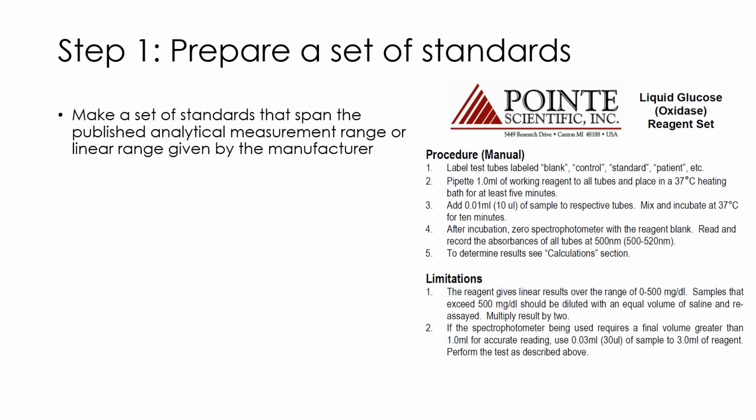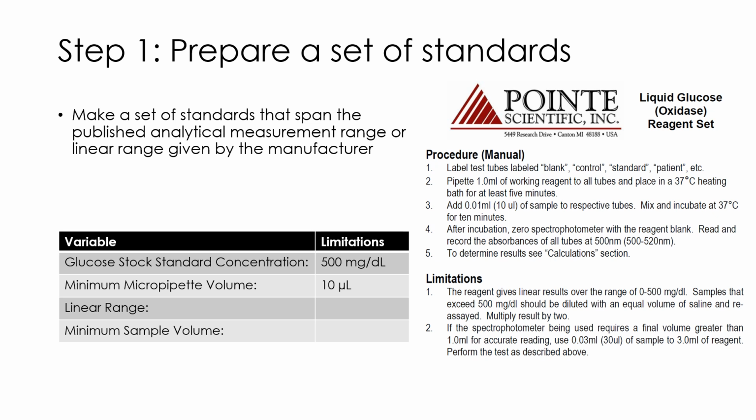On the right, the Point Scientific glucose oxidase assay product insert is shown. We can fill out the table below based on the product insert and the equipment and materials we have in our lab. Our lab has a 500 milligram per deciliter glucose standard and micropipettes that can accurately deliver volumes as small as 10 microliters. When we look in the limitations section of the insert, we see that the linear range for this assay is 0 to 500 milligrams per deciliter.